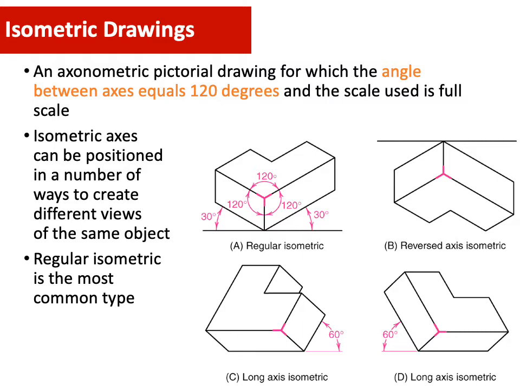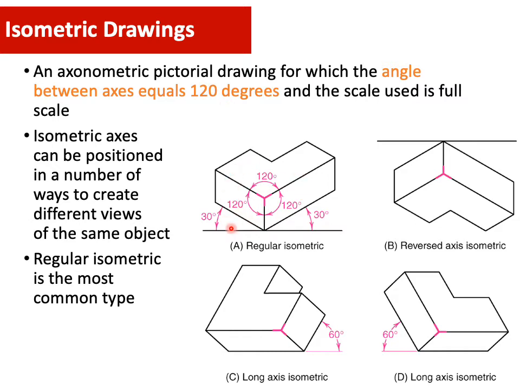So it's an isometric pictorial drawing for which the angle between the axes equals 120 degrees, and the scale used is full scale. Actually, the isometric is the most common one to draw for 3D, because isometric means it has equal measurements. What it means by that is they have equal angles of 120 degrees.